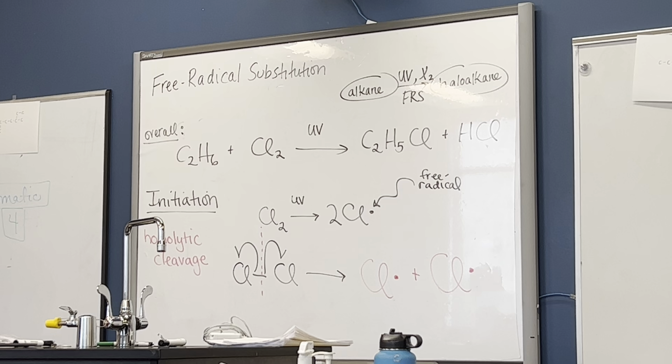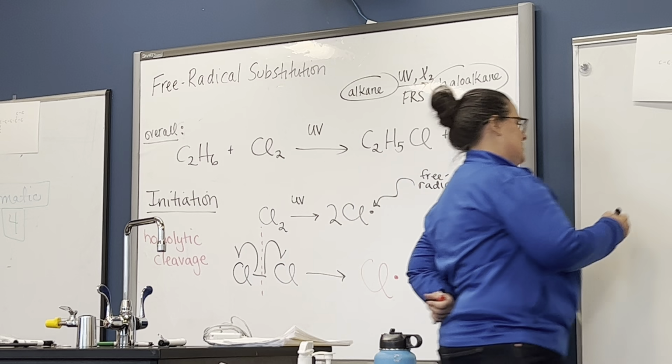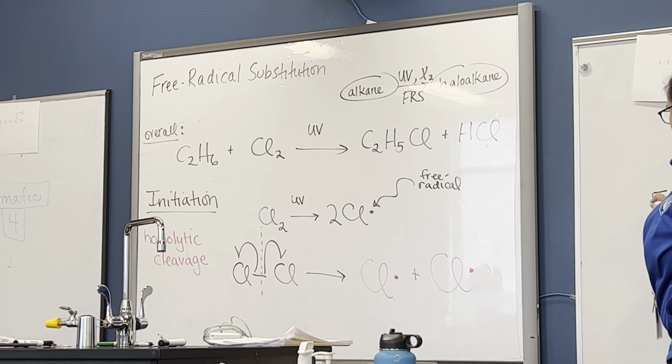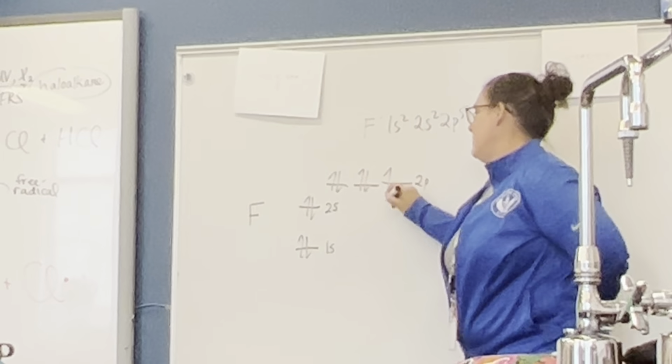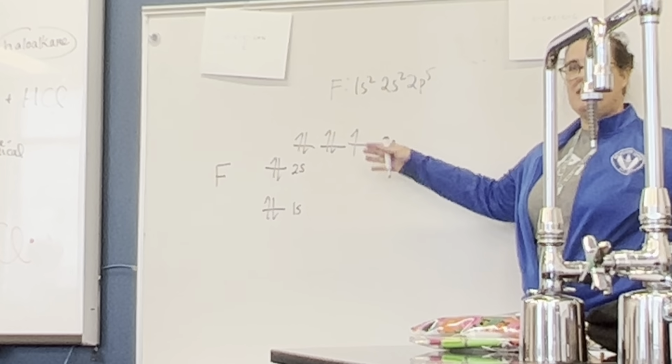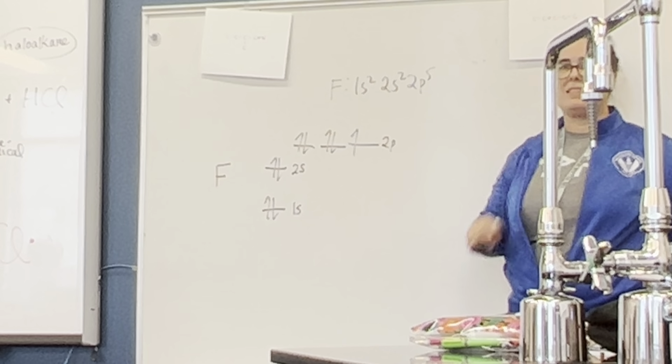Now, do you notice that the arrows I am drawing are one-sided? We call these harpoon arrows. Back in the days when you guys drew electron configurations of like fluorine, I did it wrong the other day, so don't judge me. Fluorine would be, do you remember the electron configuration of fluorine? It's 1s2, 2s2, 2p5. You see how those are one-sided arrows, harpoon arrows? That's because that represents a single electron.